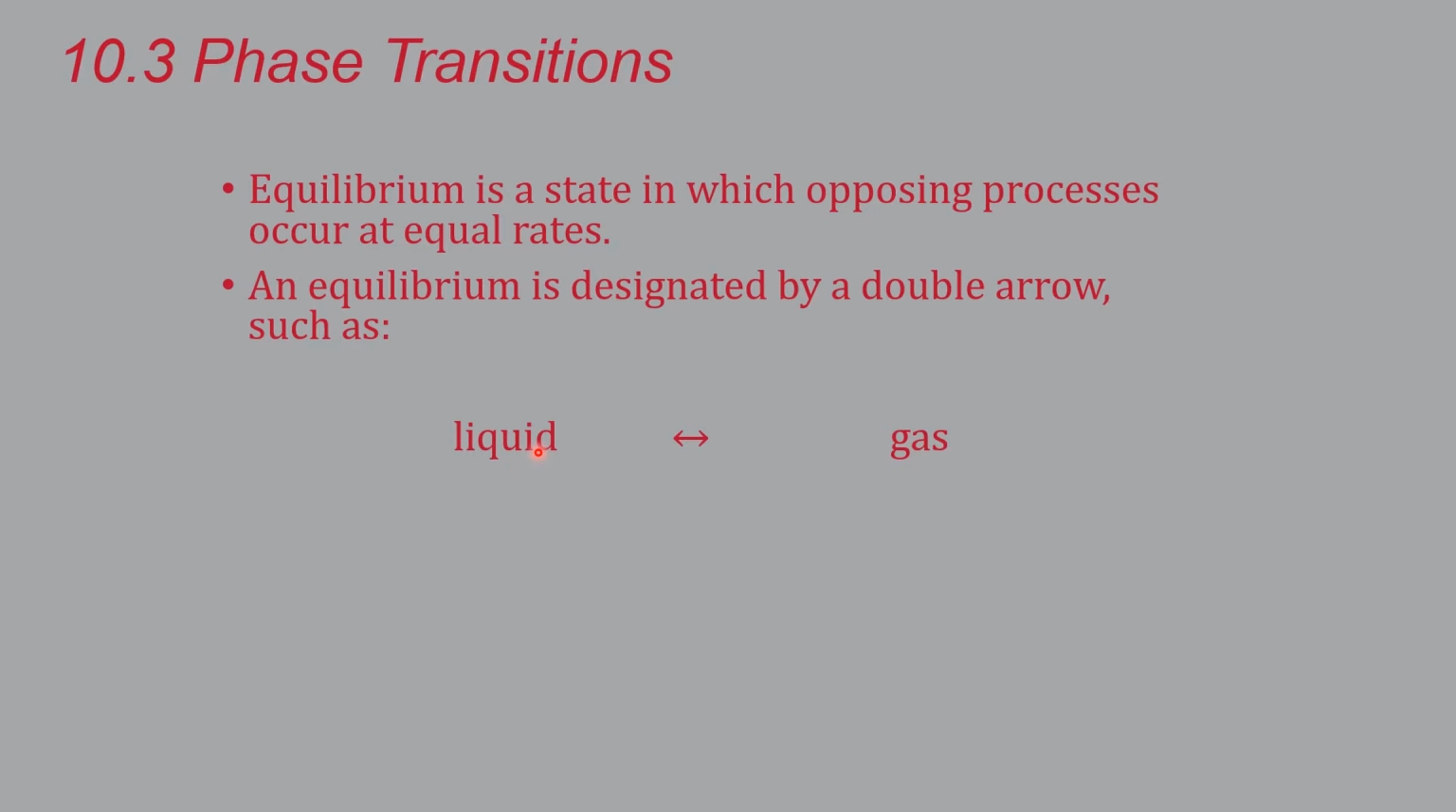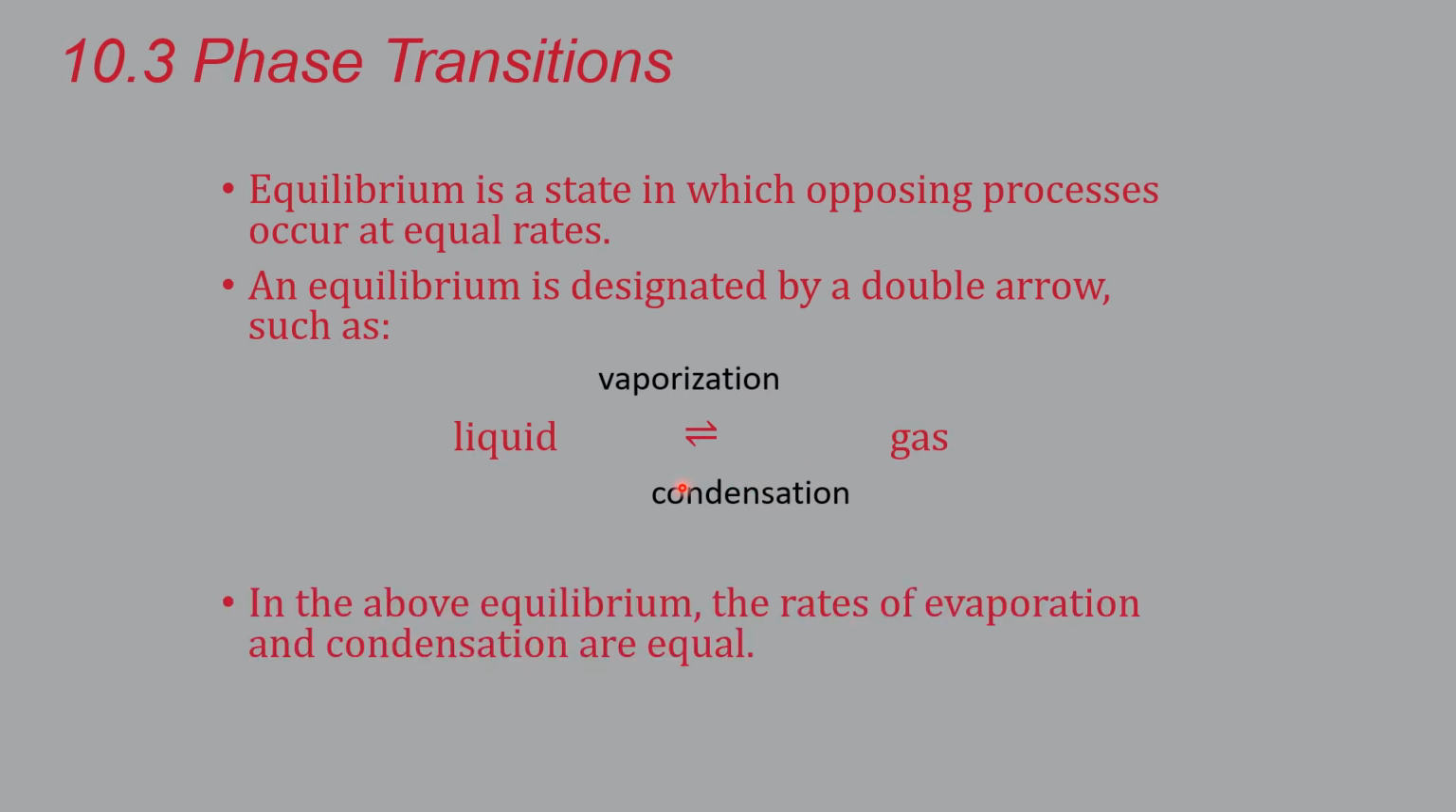Usually chemists like equilibrium arrows to look like that. And so in one direction, the process is vaporization. In the other direction, we've got the condensation process going. What else do you need to know?